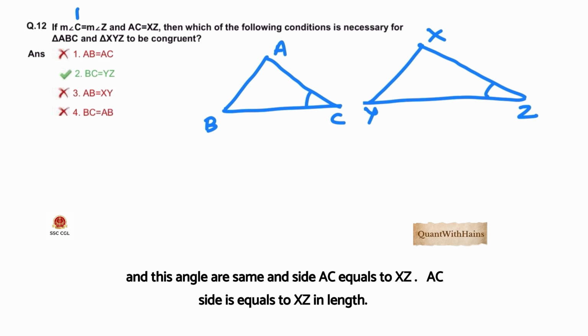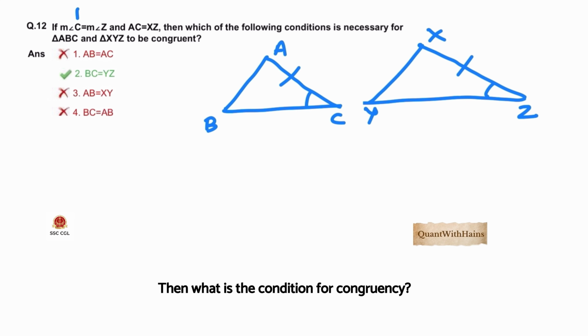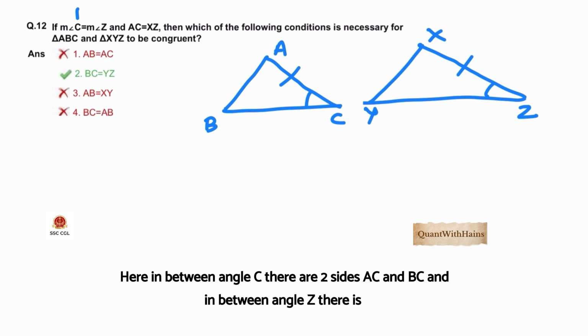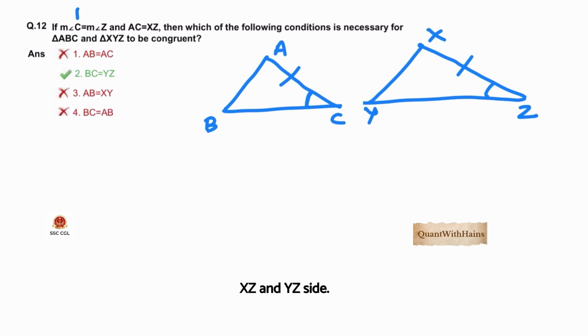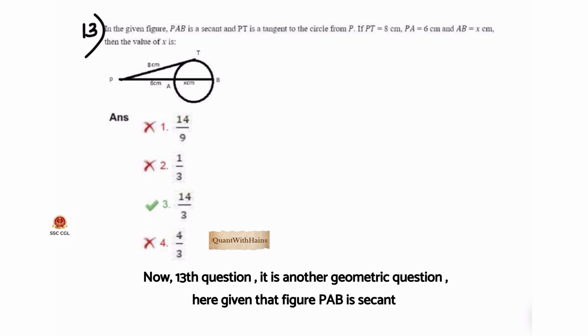This angle and this angle are the same, and side AC equals XZ. AC side is equal to XZ in length. Then what is the condition for congruency? Here, in between angle C there are two sides, AC and BC, and in between angle Z there are the XZ and YZ sides. That means these two should also be equal. That is option 2. Now the 13th question, it is another geometry question.